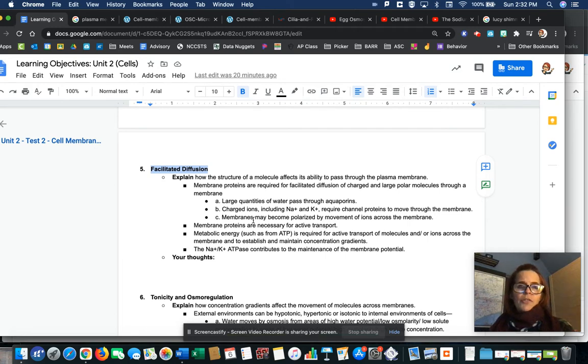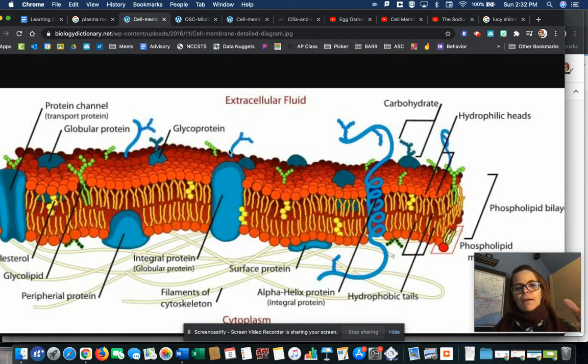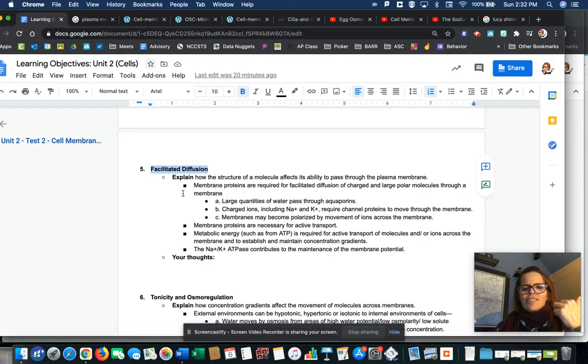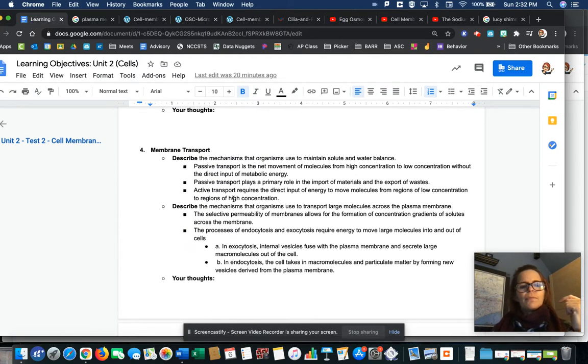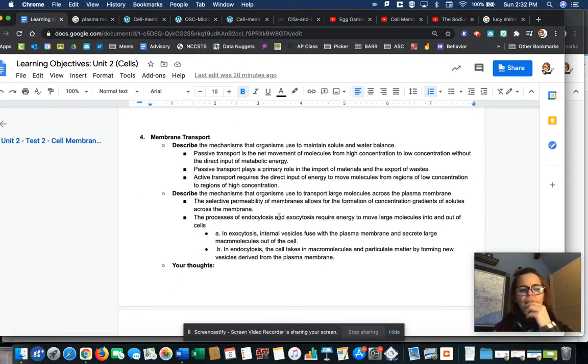It also doesn't require energy, but it does require the use of one of these membranes as a channel. So if this is a channel protein, and it's basically just a hole going through the protein and molecules can pass through, no ATP is necessary, then that's a type of passive transport. It's just listed separately as though it's not part of passive transport, but okay.